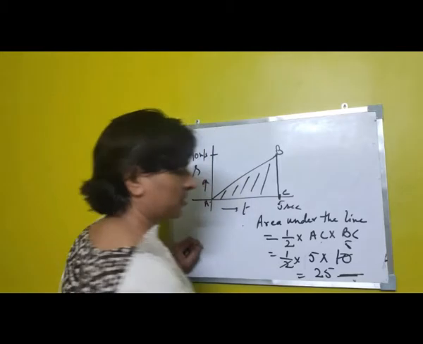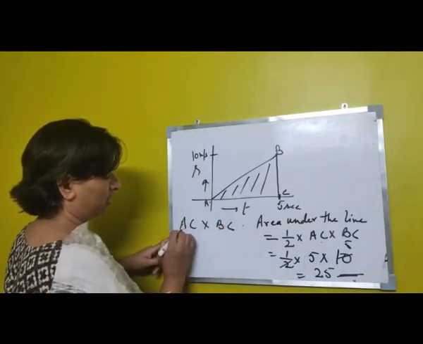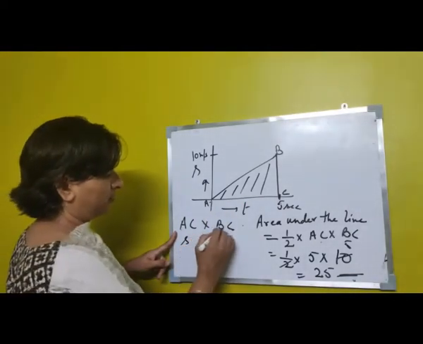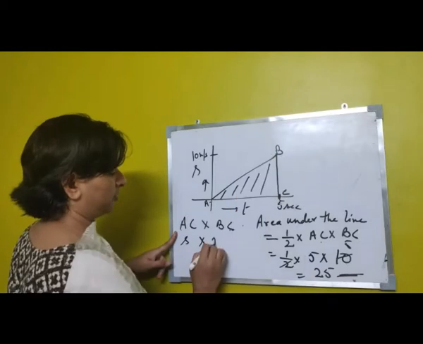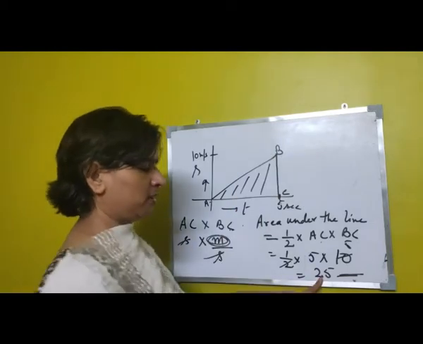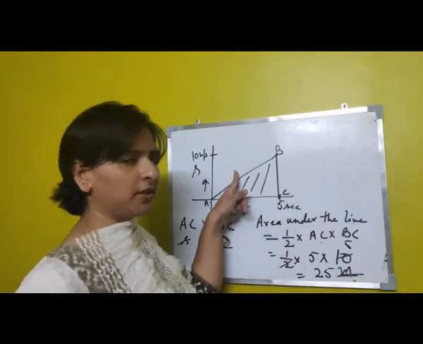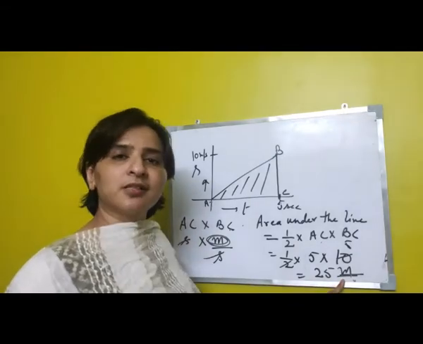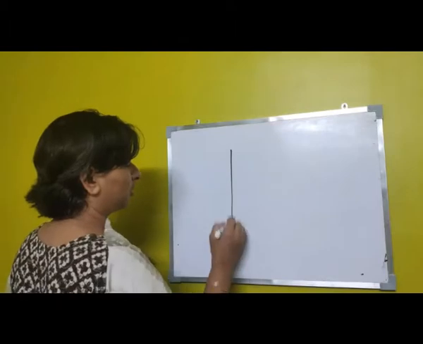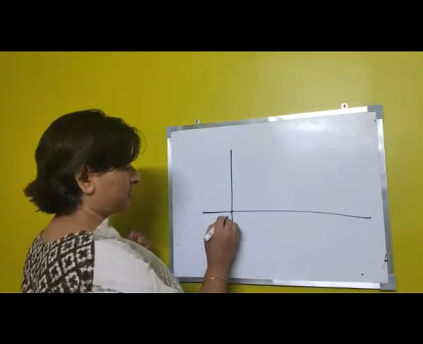But what are the units? I multiplied AC with BC. Fine. So AC is in second, and BC is in meter per second. So that means whatever I am getting is in meters. So area under the VT graph measures the distance covered by the object.